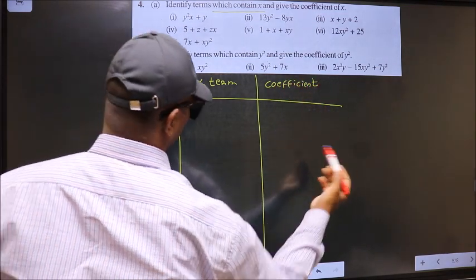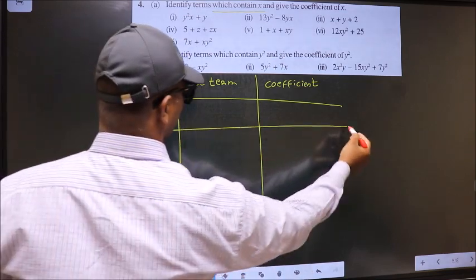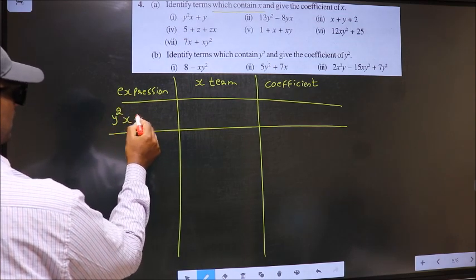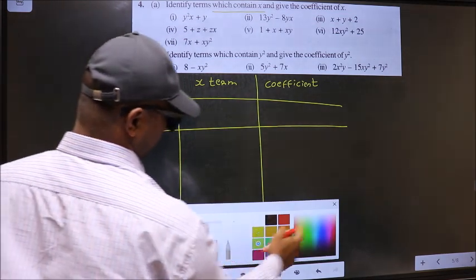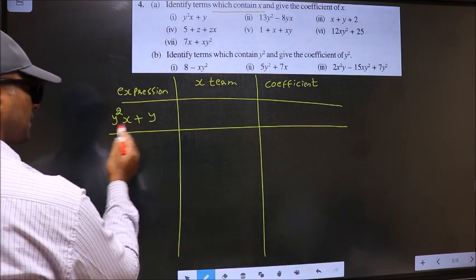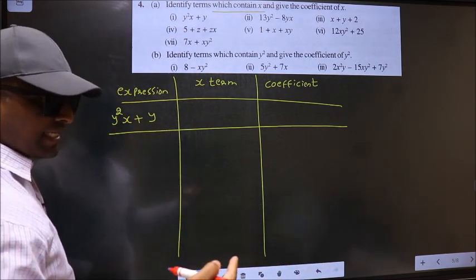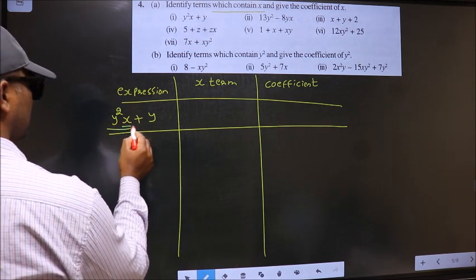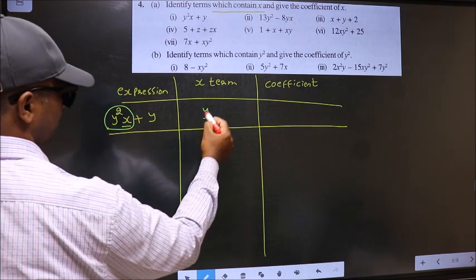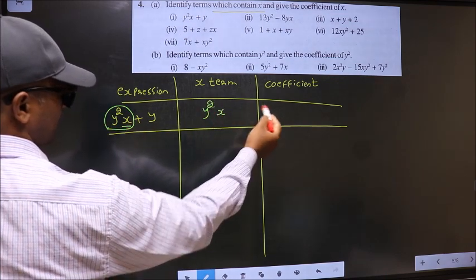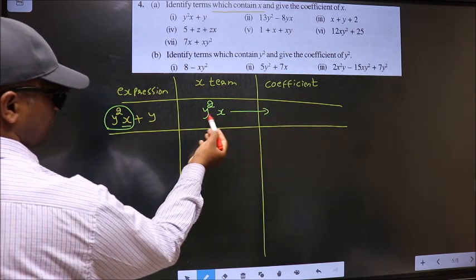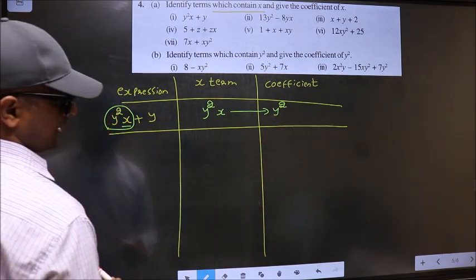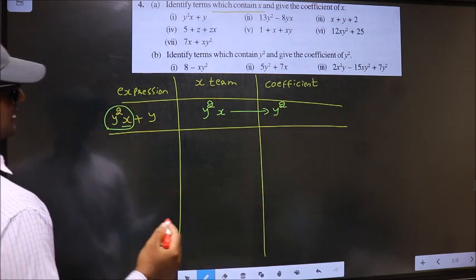Okay. Now the first bit is y square x plus y. In this expression, wherever you have x, that is the x term. We have x here, so this is the x term, that is y square x, and the coefficient is whatever you have before x. We have y square, so y square is the coefficient. That's it.